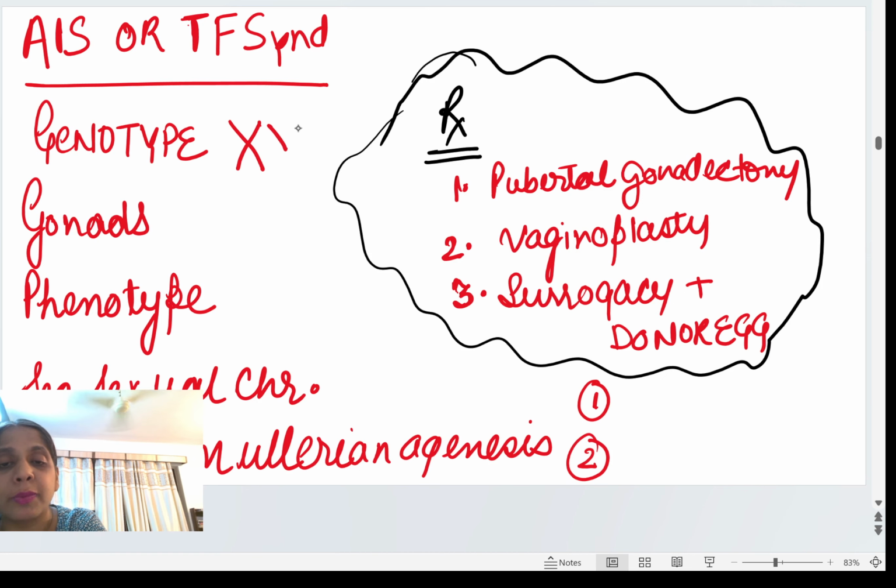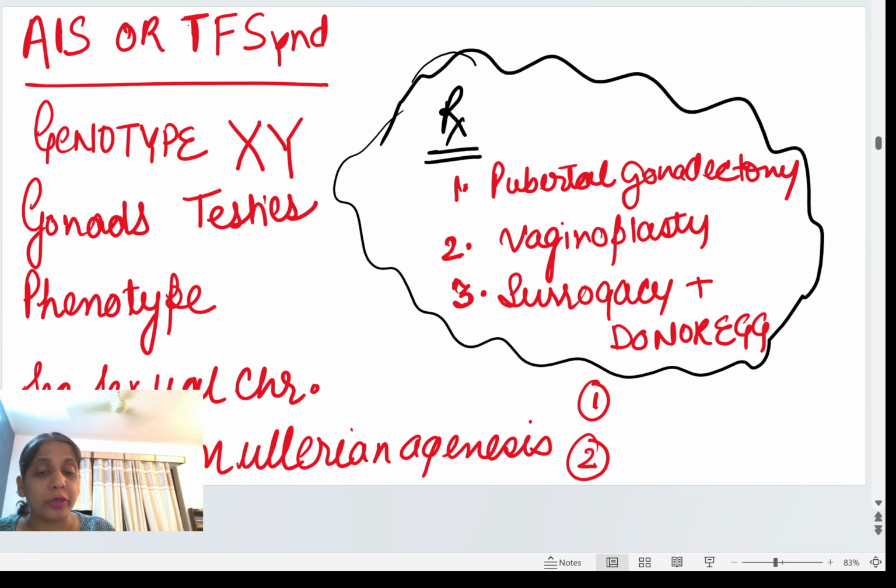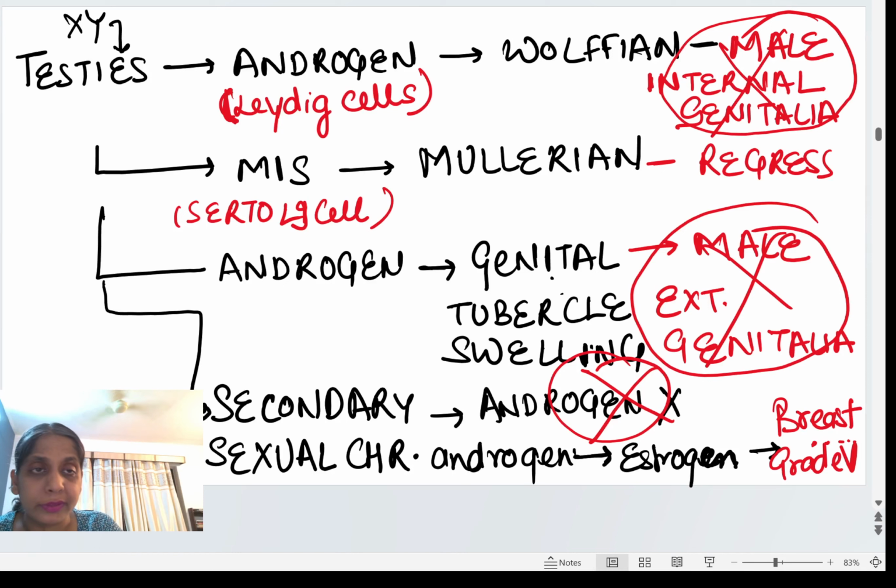What is the androgen insensitivity syndrome genotype? It is always XY. The gonads will be testes. What will be the phenotype? The external genitalia will be that of a female, because in the absence of androgen, the genital tubercle and swellings form the female external genitalia. So now there will be female external genitalia.